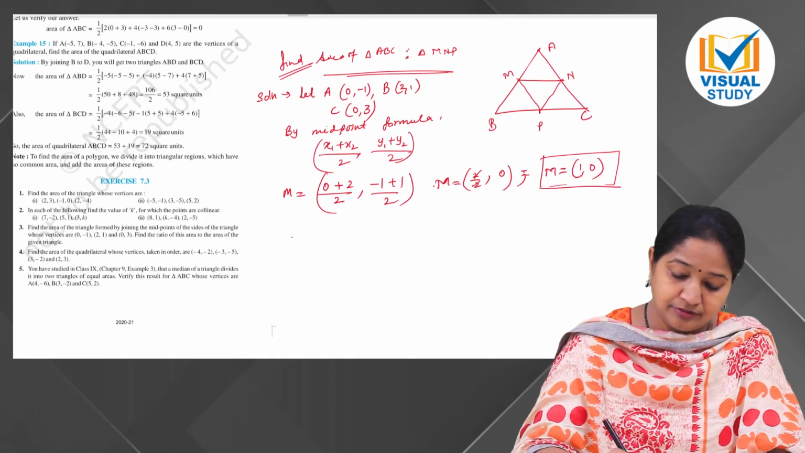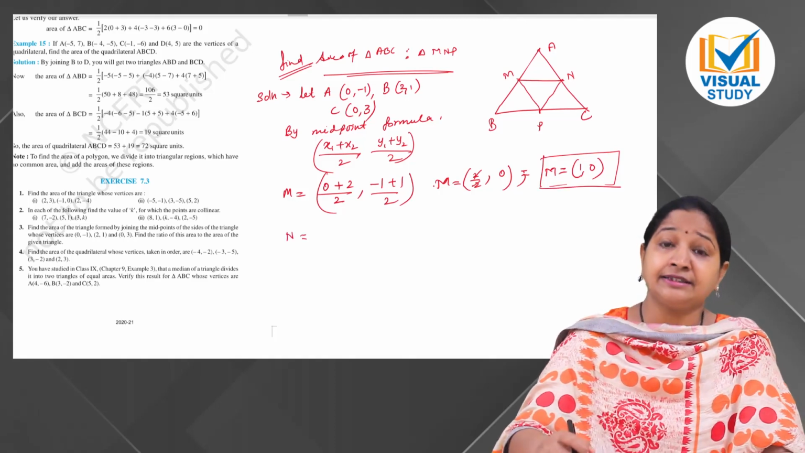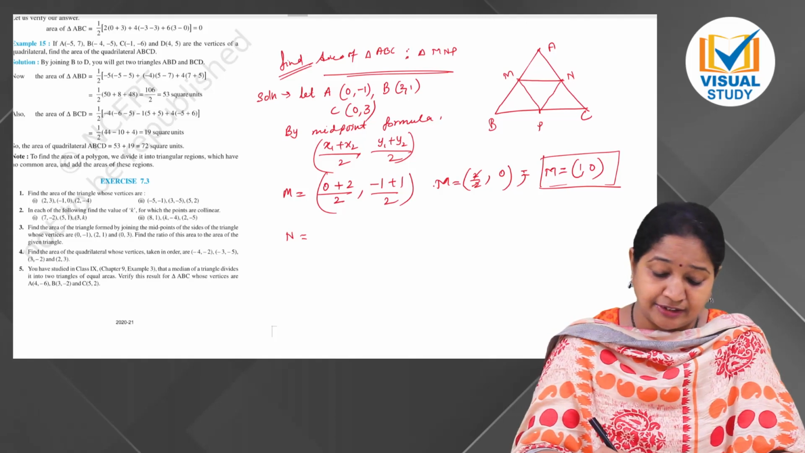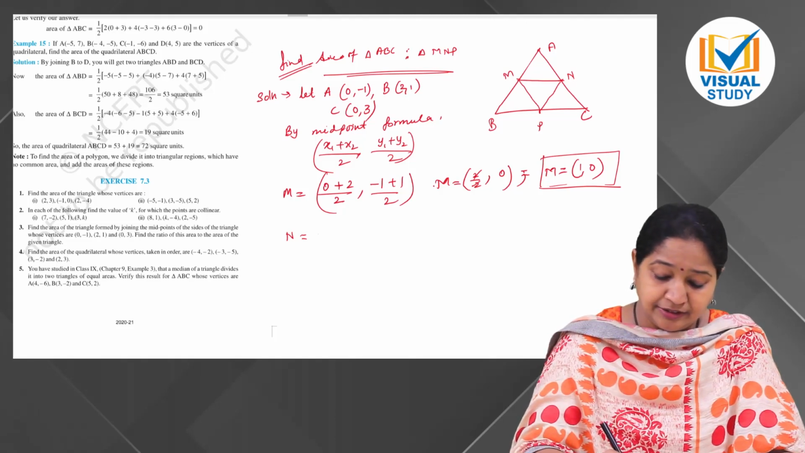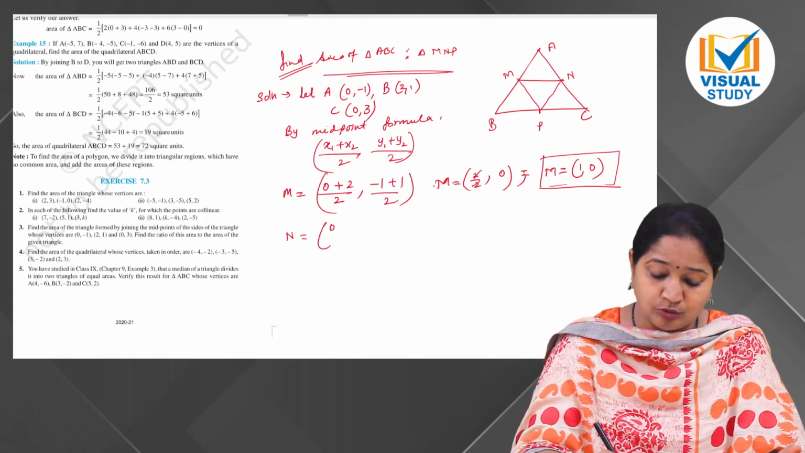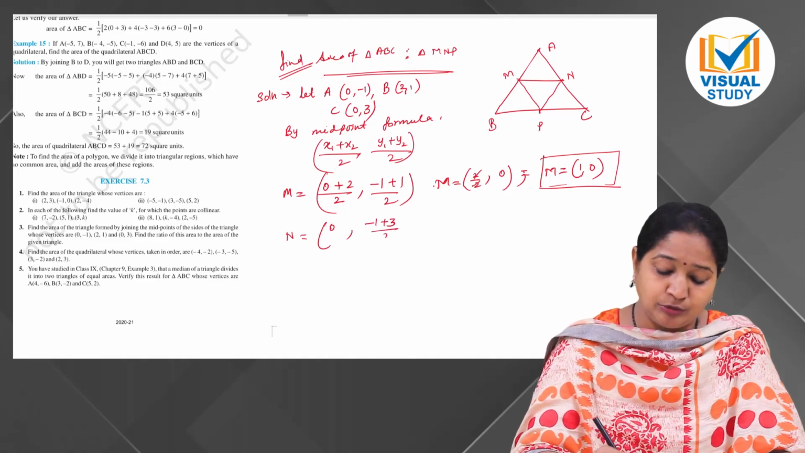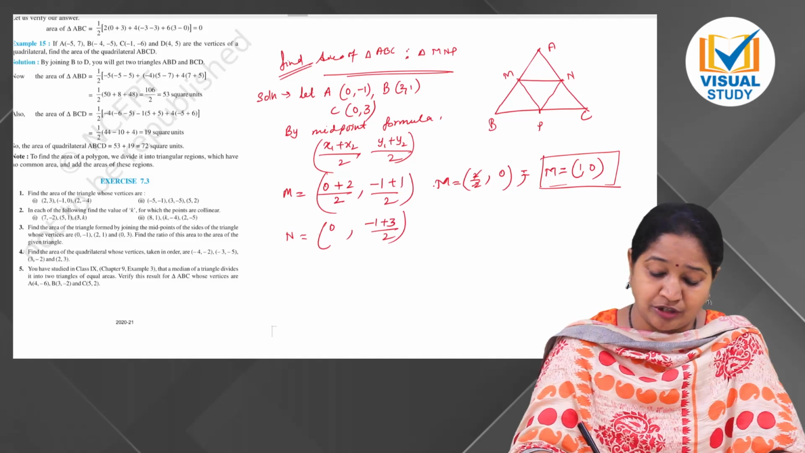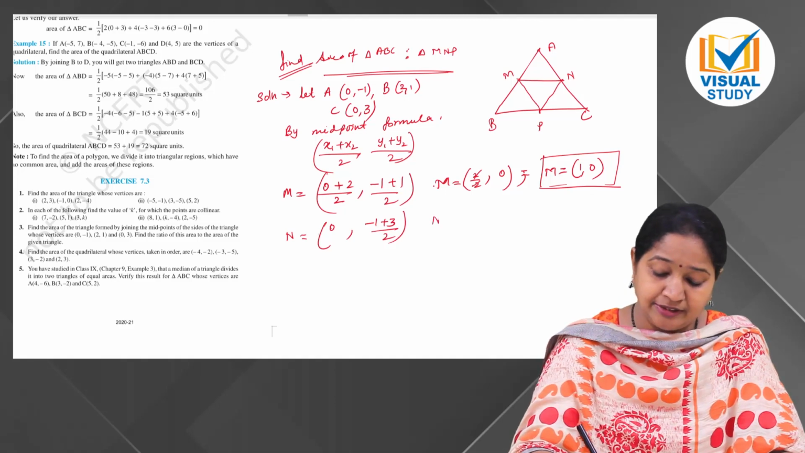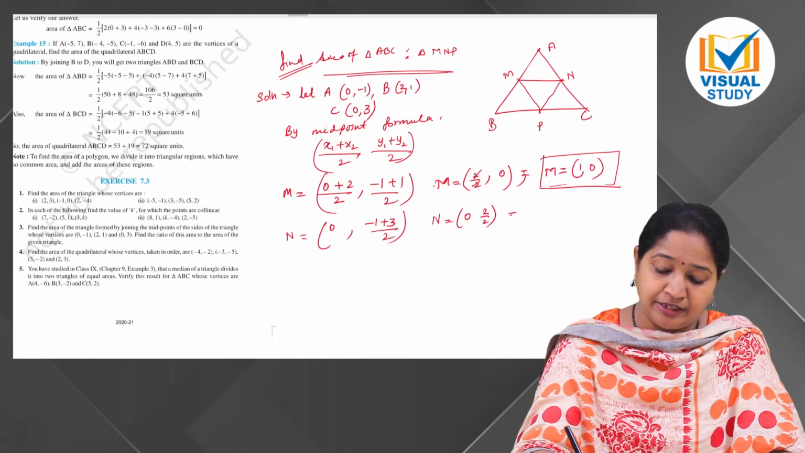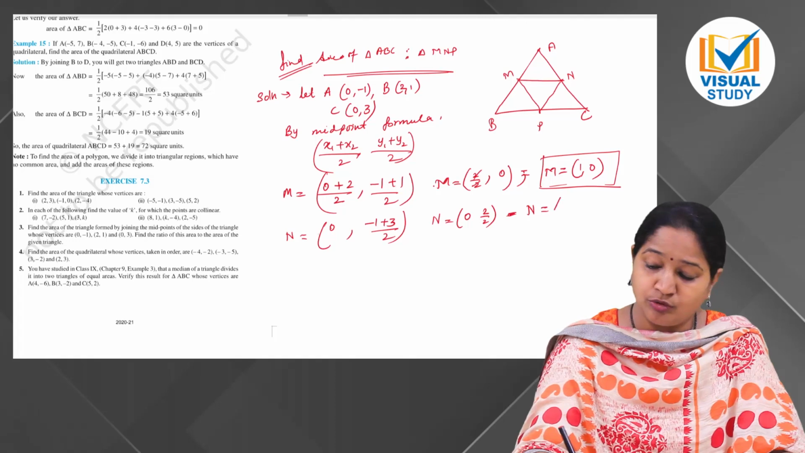What is your N? N is the midpoint of A and C. So take the points A and C. The first one will be 0 plus 0 upon 2, and the second one will be -1 plus 3 divided by 2. So N is equal to 0 and 2 upon 2, and you get N equal to (0, 1). So this will be your N.